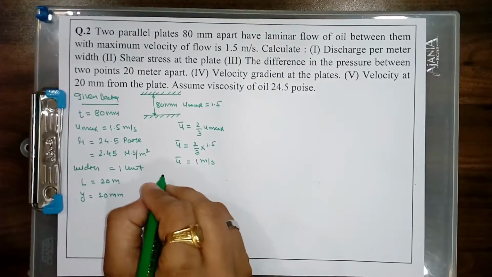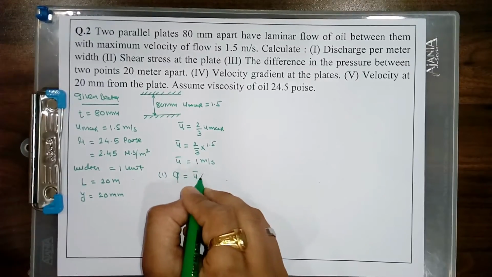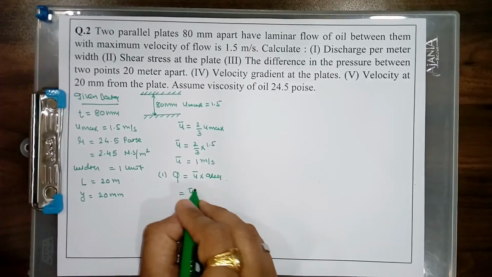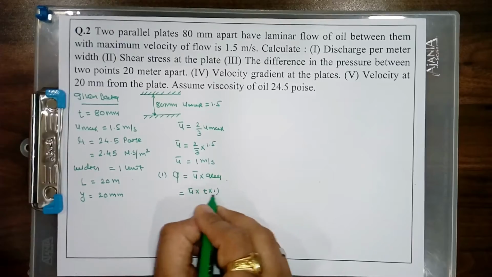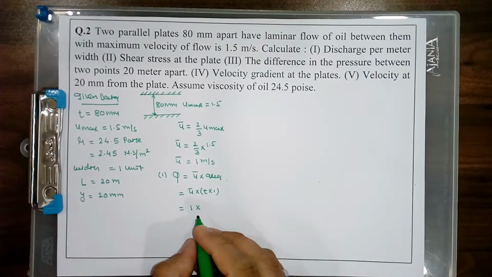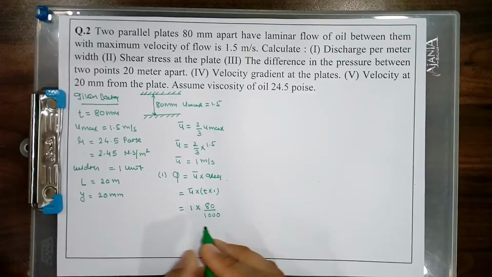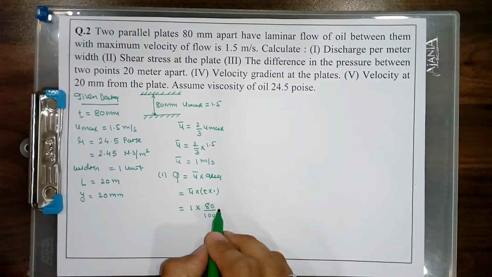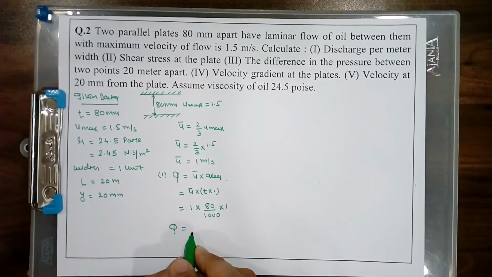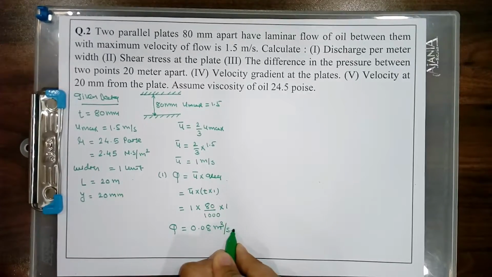Now students, first we calculate the discharge. So discharge equals u average into the area. So u average into t into width, which is unit. So now we get 1 into 80 divided by 1000, because we need to convert this millimeter into meter, and here it is 1. So finally we get the discharge 0.08 meter cube per second.